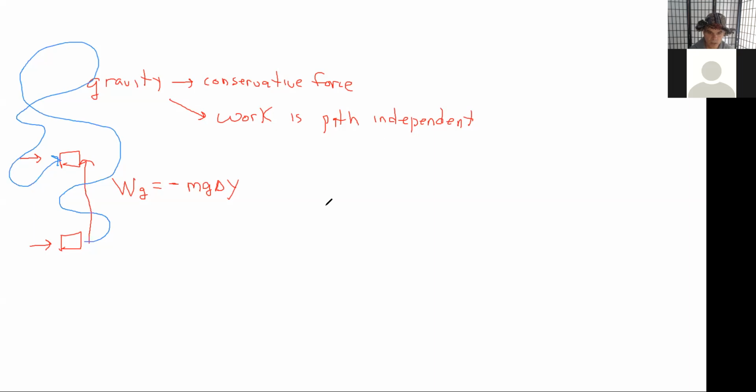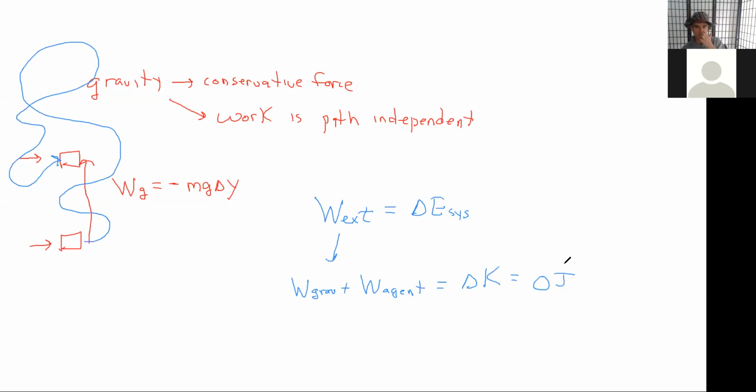Right, so the other big thing is the work done by all external forces is basically equal to the change in energy of the system. Right now, we're only really looking at kinetic energy because we haven't started looking at potential energy. So this would be the work done by gravity plus the work done by the agent equals the change in kinetic energy, which in this case is 0 because the bowling ball starts from rest and ends at rest. It's not changing its kinetic energy at all.